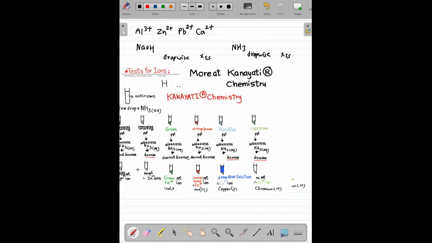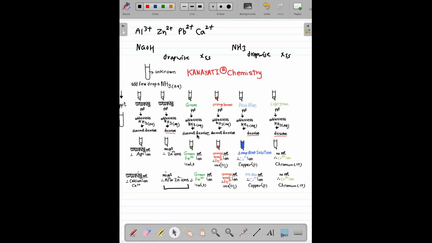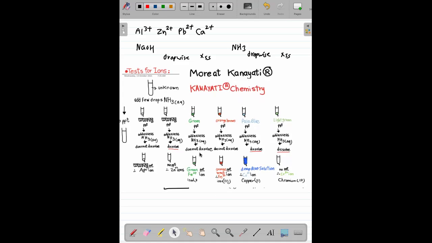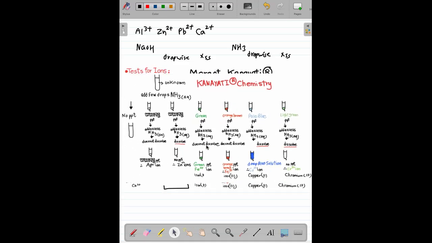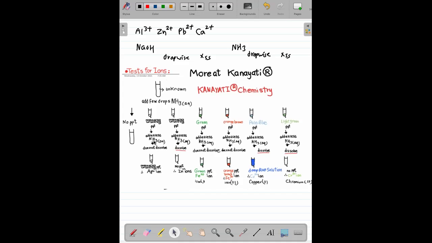The other reagent that you need to use is ammonia solution. The ammonia solution test is very similar to the sodium hydroxide test, but there is a little difference: there is no precipitate at all when you have calcium ions. In the case of aluminum ions, the white precipitate with the ammonia solution, NH3 aqueous, is going to form and it does not dissolve with excess. In the case of zinc, it will form a white precipitate that dissolves.